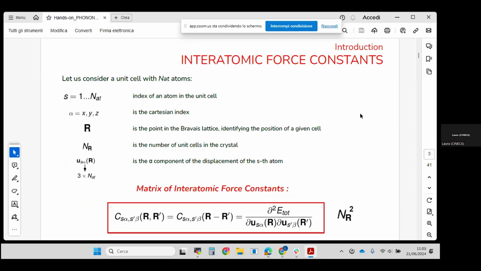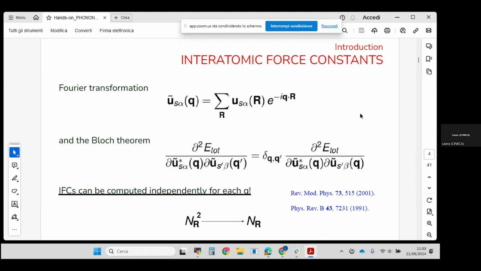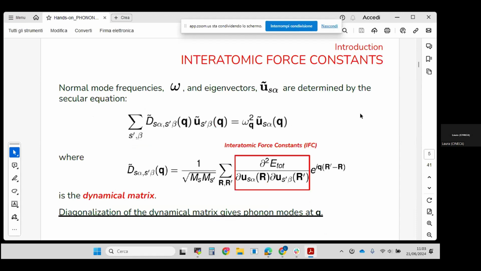So let's recap quickly the main physical quantity that is provided by the code. This is the matrix of interatomic force constants, which is defined, as you've seen this morning, as the second derivative of the total energy with respect to the atomic displacement. This is the definition in real space, and as you have seen previously, if you Fourier transform the atomic displacement and apply the Bloch theorem, those interatomic force constants can be computed independently for each Q point. So it is much more convenient computationally to compute the interatomic force constants in reciprocal space. These quantities are needed in order to define the dynamical matrix, which is diagonalized by the program in order to compute phonon modes and phonon frequencies.